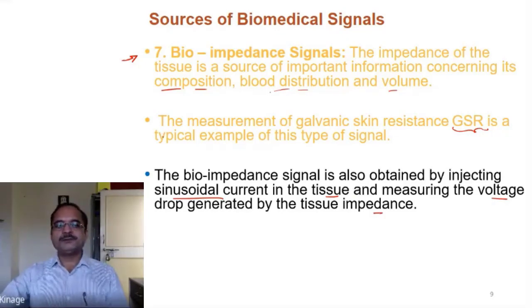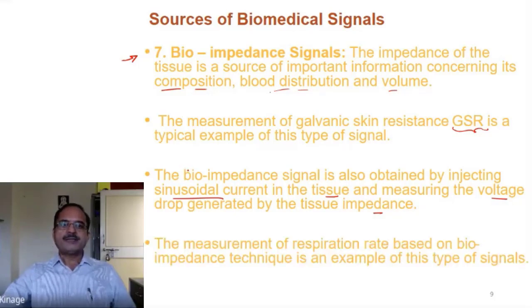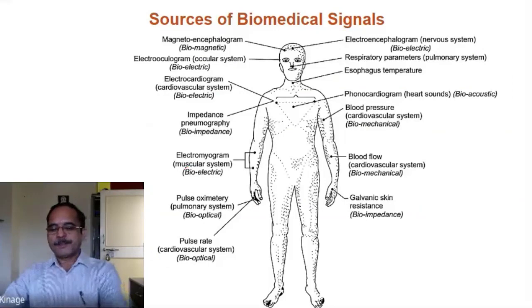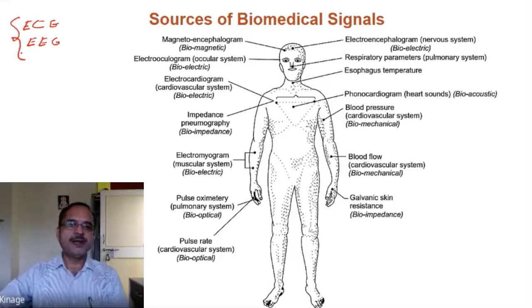Now, we have discussed the different types of biomedical signals. But as I said, in our subject we'll be studying mainly ECG and EEG, which are the electrical signals. The optical signals, mechanical signals, chemical signals, and so on are not in the scope of our syllabus. So ECG and EEG, that is our main thing, the heart system and the nervous system.